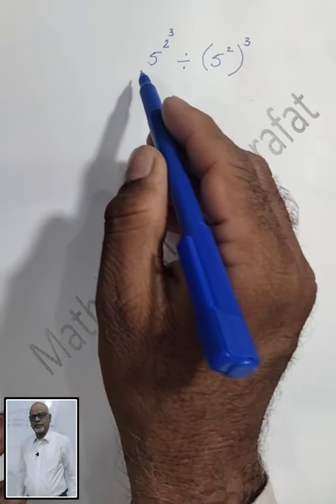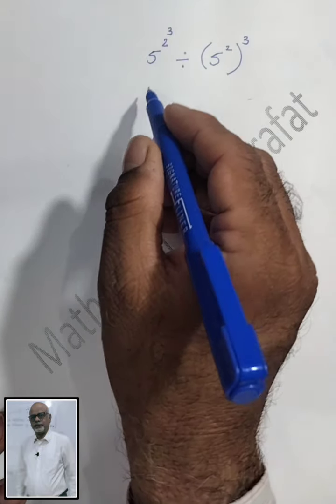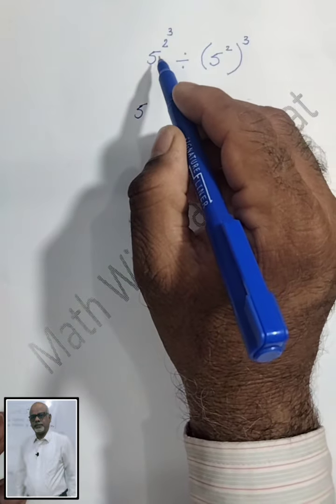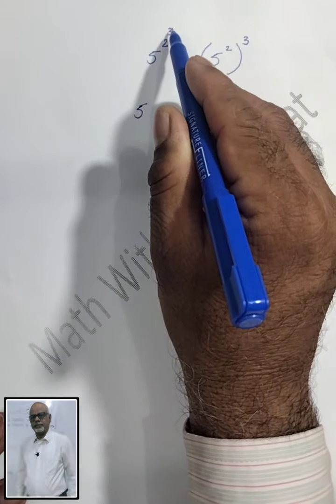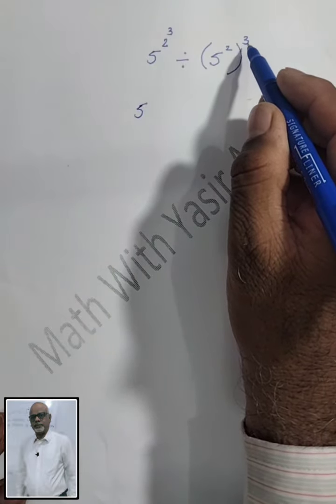We have a very simple question. We are going to find the simplification of this question here. This is 5 power 2 power 3 divided by 5 square with the whole power 3.